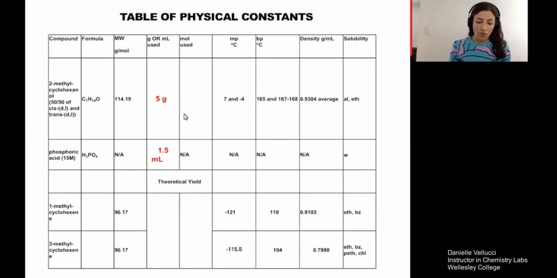As part of your pre-lab preparation, we're going to ask you to figure out how much of the elimination product you can possibly make. In order to do this, you'll need to figure out how many moles of cyclohexanol you're using. And that will tell you about how many moles of the alkene you can expect. And using the molecular weight, you can figure out how many grams.